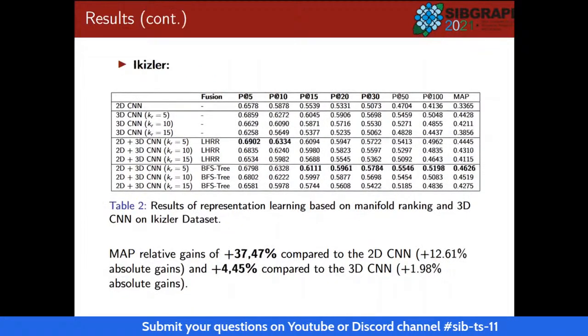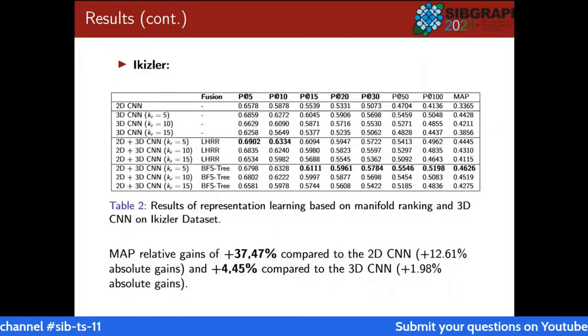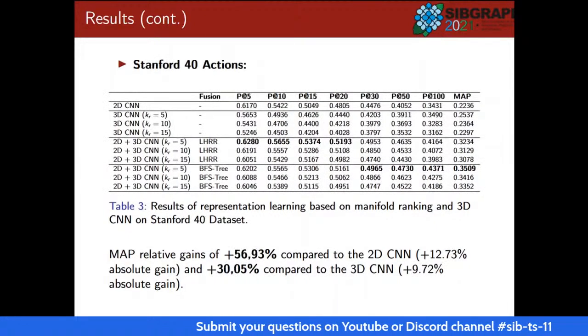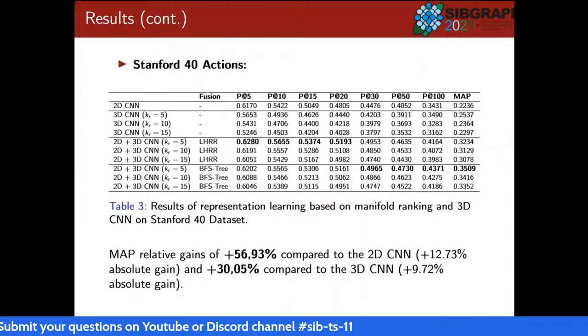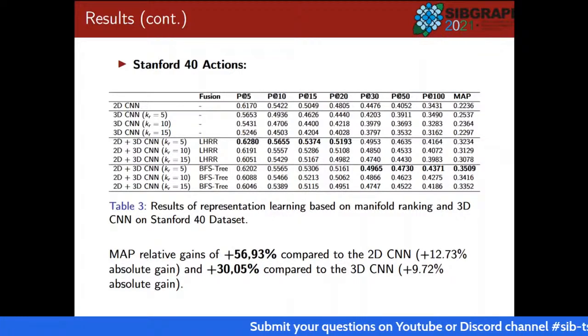For the Ecclesia dataset, we obtained MAP relative gains of 37.47% compared to the 2D CNN and 4.45% compared to the 3D CNN. Finally, for the Stanford 40 Actions, it is possible to notice MAP relative gains of 56.93% compared to the 2D CNN and 30.05% compared to the 3D CNN.